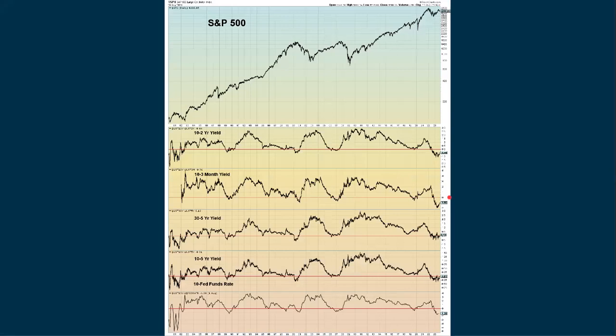We look at different yield curves. The ones that are mainly important to the market are the top two, the 10 to the 2-year and the 10 to the 3-month. We still remain inverted. There's a couple other yield curves that we follow. Looking at the 30 to the 5-year, we've actually gone back to being positive on this chart.